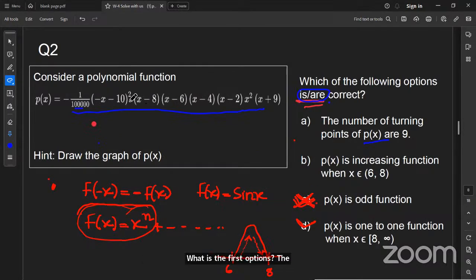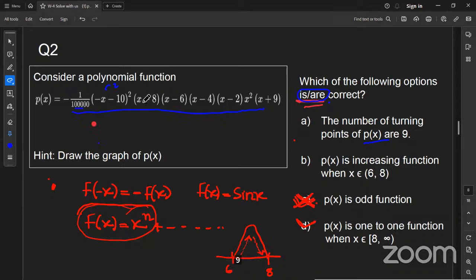What is the degree of that polynomial? No, turning points is not the degree. I am asking for the degree of this polynomial. If we add the multiplicity of all roots, we will get the degree of the polynomial. What will it be? It will be 9. So remember, always remember that thing.